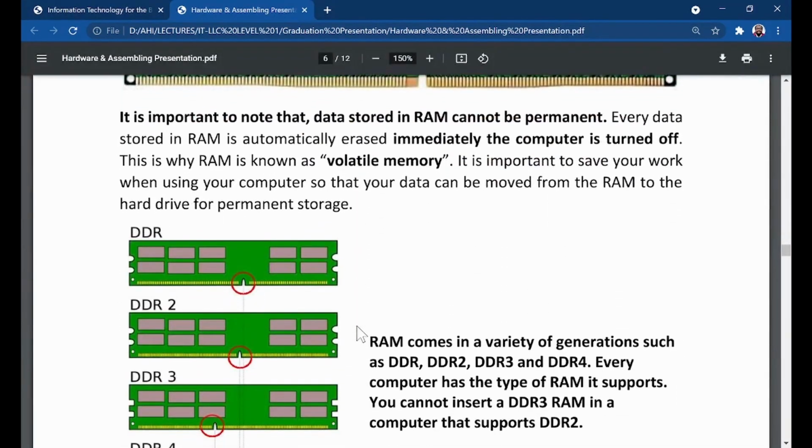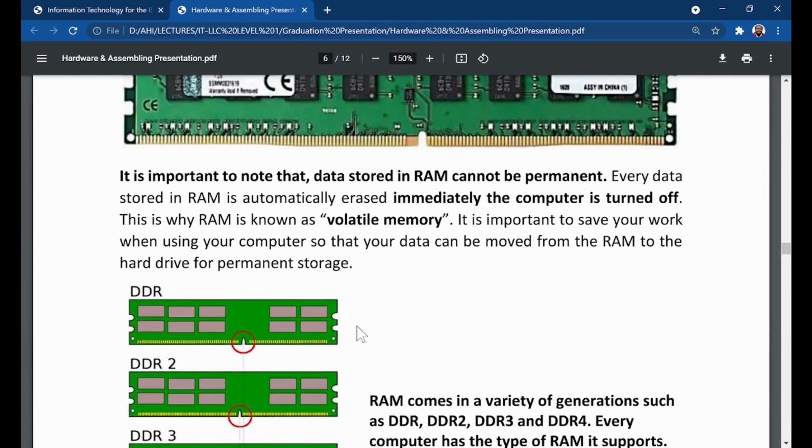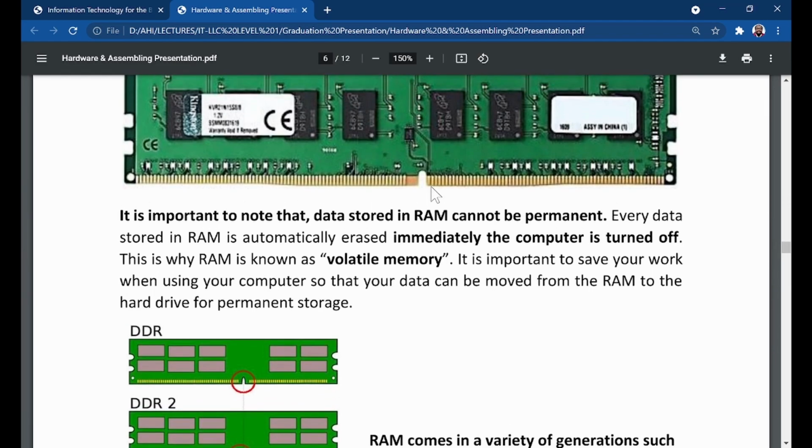Alright, let's continue reading. It is important to note that data stored in RAM cannot be permanent. Every data stored in RAM is automatically erased immediately the computer is turned off. This is why RAM is known as volatile memory. It is important to save your work when using your computer so that your data can be moved from the RAM to the hard drive for permanent storage.